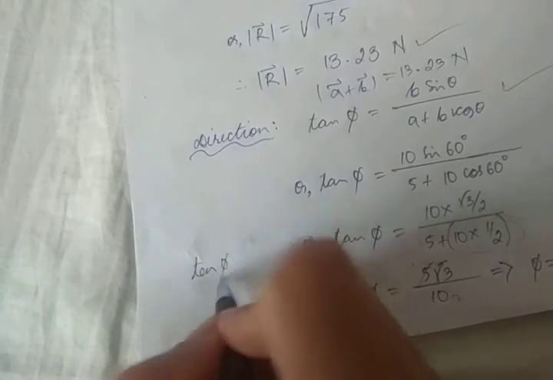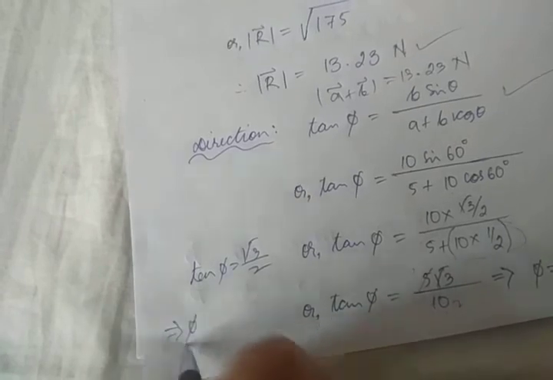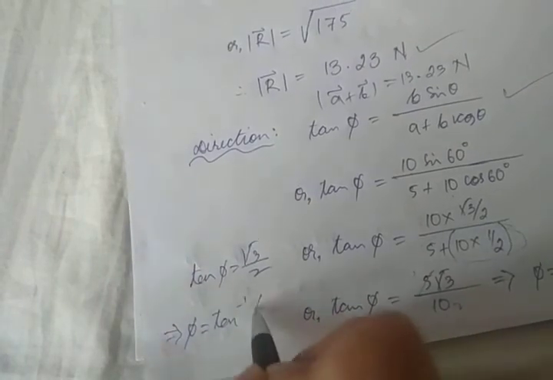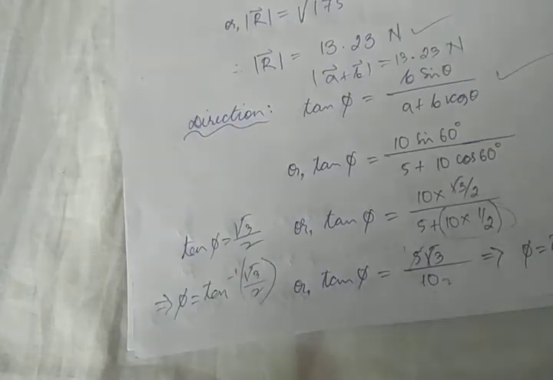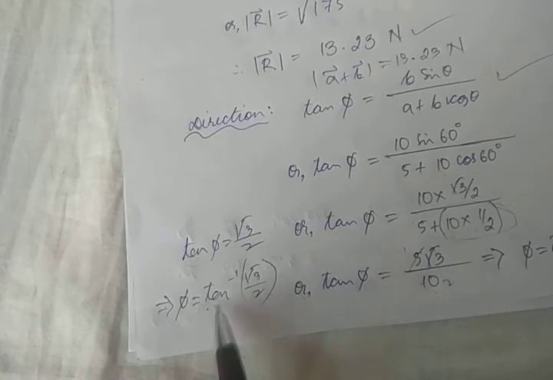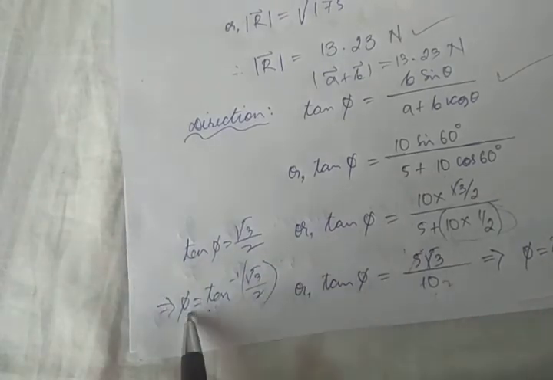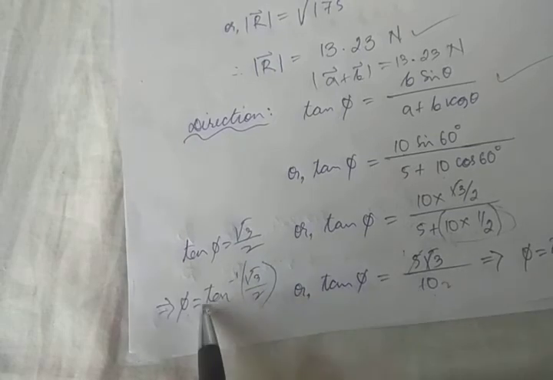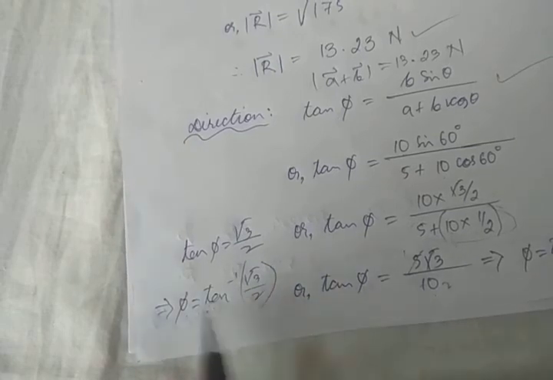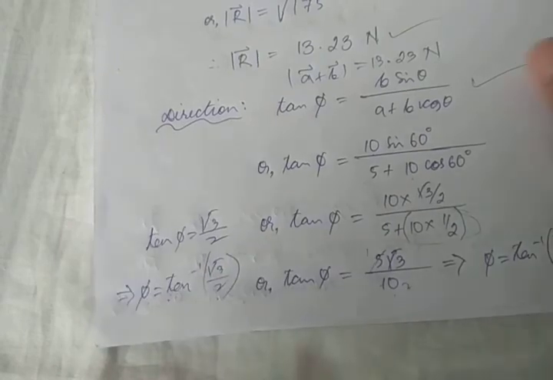You get tan phi is root 3 by 2. Now this implies phi is tan inverse of root 3 by 2. In yesterday's video also I told you tan inverse, sine inverse, cos inverse, you have cot inverse, sec inverse also, are operators that operate on some number giving you an angle. If you have a scientific calculator, you can try using this. You'll have tan inverse, sine inverse in your scientific calculator. So tan inverse of root 3 by 2 will give you some angle.